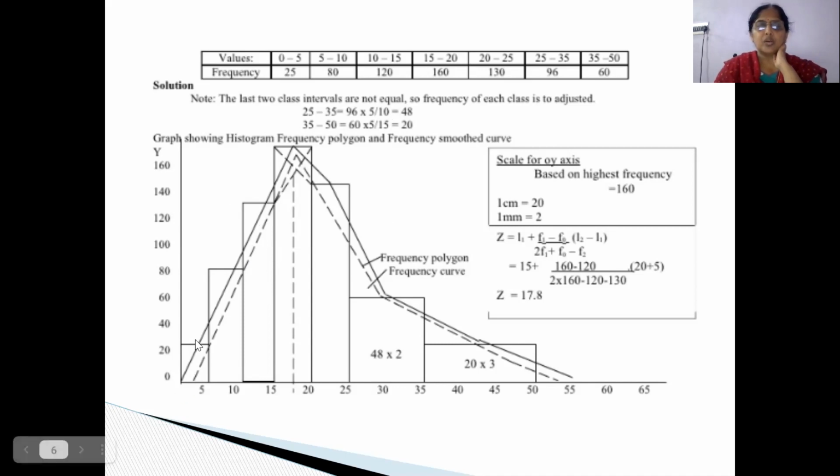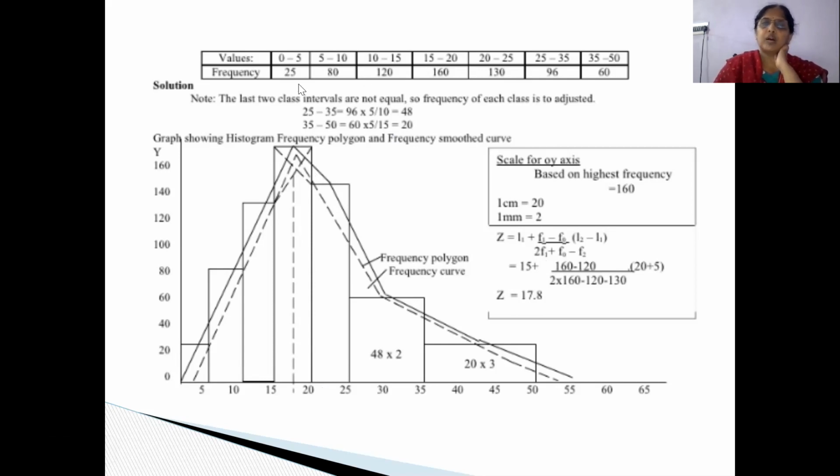Next, locate the center point of each bar. This is the longest, so we can locate the mode. Here the mode is found by connecting one point to this point and this point, and where these two lines intersect, we draw a perpendicular line. This is the modal value. How much is it as per the problem? If you work it out, 160 is the highest value.